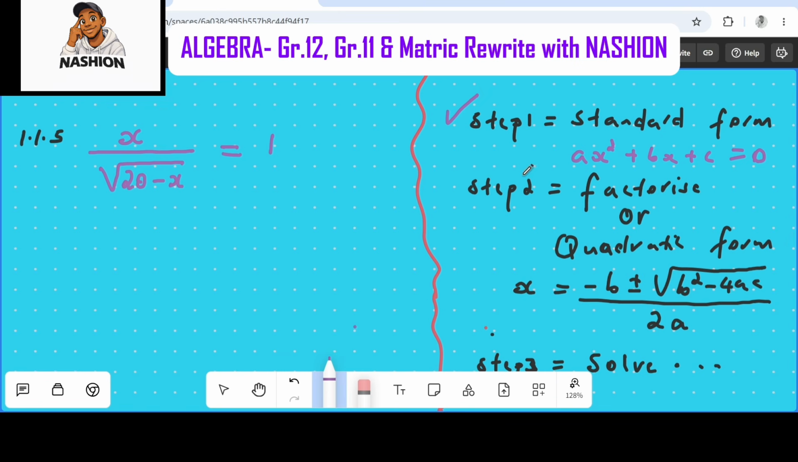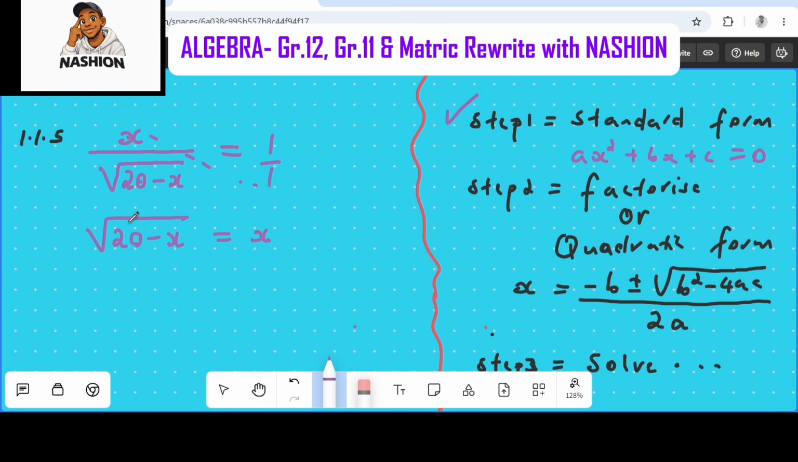So this one has a fraction. So to write this in standard form, we are going to have to get rid of fractions, and also we're going to have to get rid of the square root sign. How do we do it? Let's start by getting rid of this fraction. So we simply cross multiply in this case. Let's say 1 is 1 over 1. Root 20 minus x times 1. That's root 20 minus x. x times 1. That's x. The fractions are gone, guys.